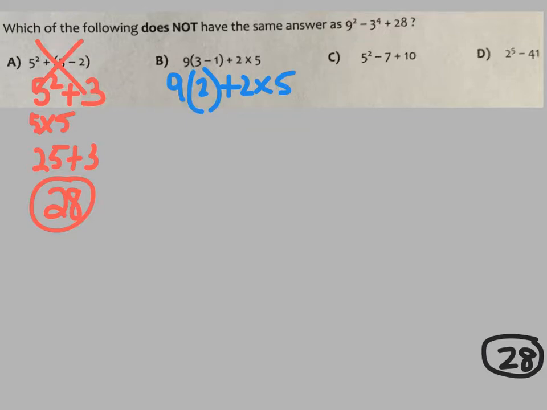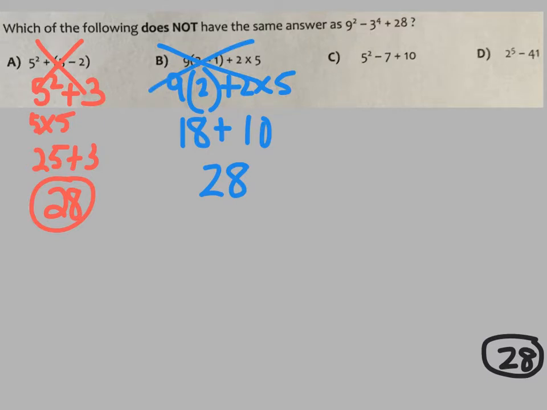So 9 times 2 is 18. Plus, and now we have to multiply the 2 times 5. 2 times 5 is 10. 18 plus 10 is 28. That also has the same answer, so B's not it.